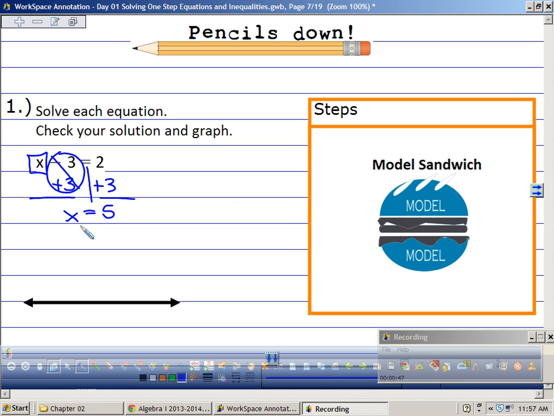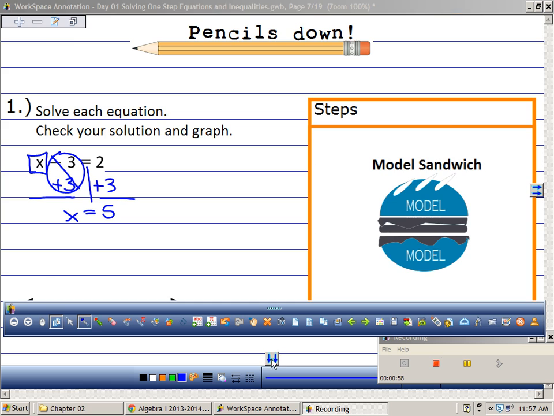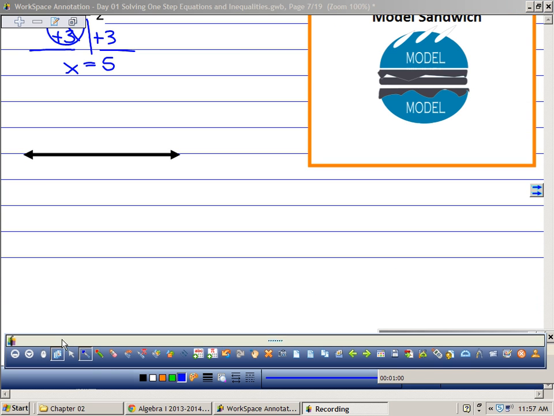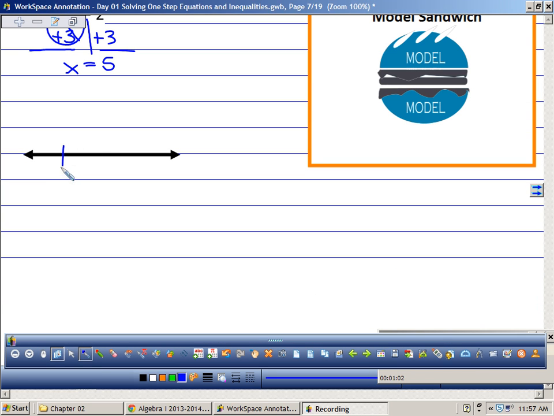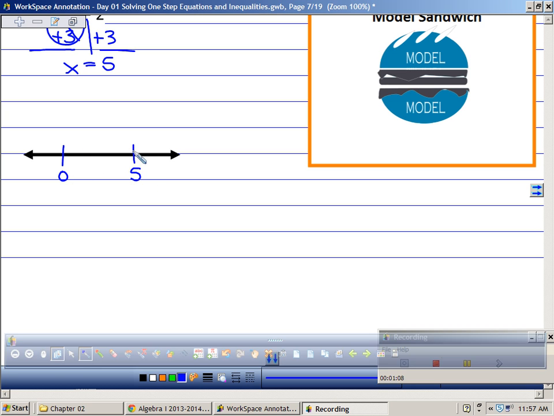Okay, I'm going to go ahead and graph that now. I want to represent x equals 5 on my number line. The way I do that, I've got 0 here. You can put 5 notches, or you could just say, here's 5. I'm going to make a circle.